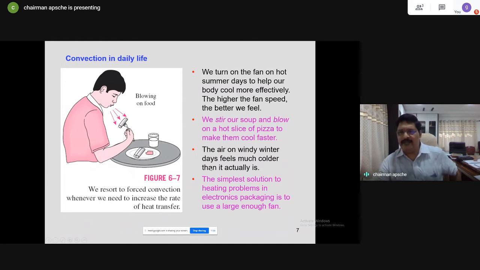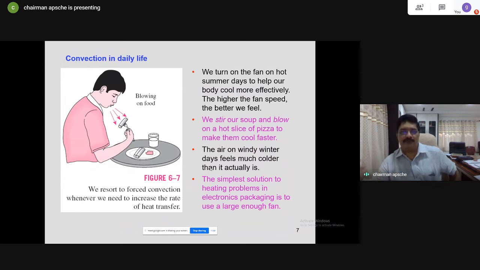The air on a windy day, winter days, feels much colder than it actually is. Particularly in winters and summers, we should be careful about the atmospheric wind speeds. On a windy day, if the temperature is say 15 degrees centigrade, it can be worse than a 5 degrees centigrade atmospheric temperature, because wind is blowing over your skin and forced convection is coming into play.